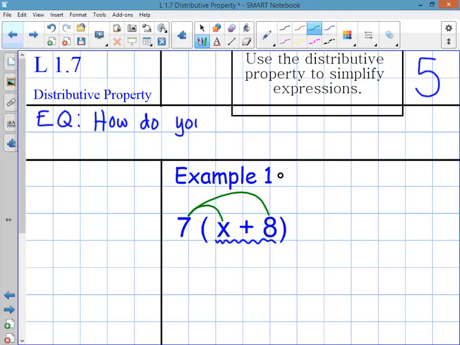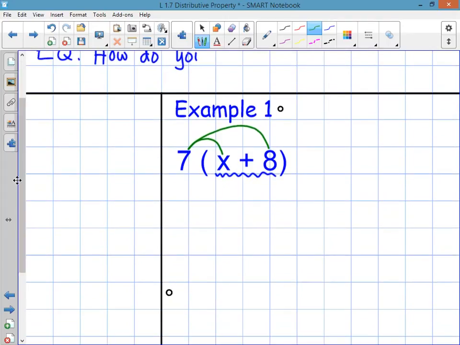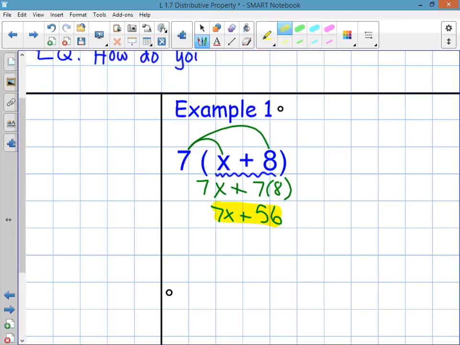Now I'm going to show you how to write it out, and some of you will say, well, do I have to do it that way? Yes, for this assignment I want you to write out each step. So here it is. 7 times x is just written 7x, 7 times x, plus 7 times 8. 7x is just 7x, plus 7 times 8 is 56, and that's your answer. Notice the problem is written, there's one step in between, and then your answer.